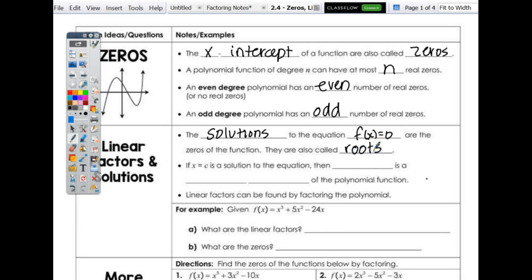So the solutions to the equation f of x equals 0 are the zeros, and they are called roots. If x equals c, then x minus c is a linear factor. Linear factors can be found by factoring the polynomial. And so that's why some of you were missing, because after you factored the x minus c, the root changes sign, right? So if it's a minus here, it becomes a positive. So if c is positive, it's a negative when you factor.